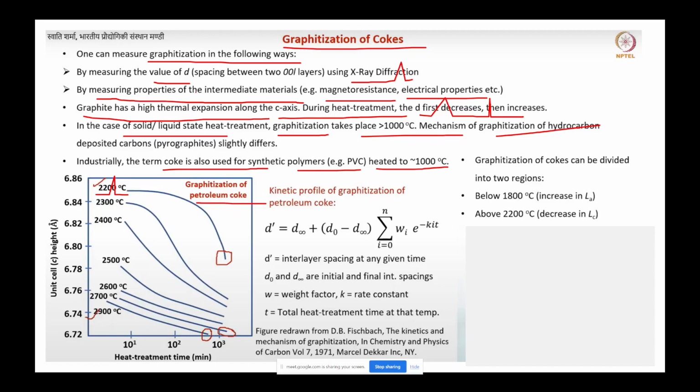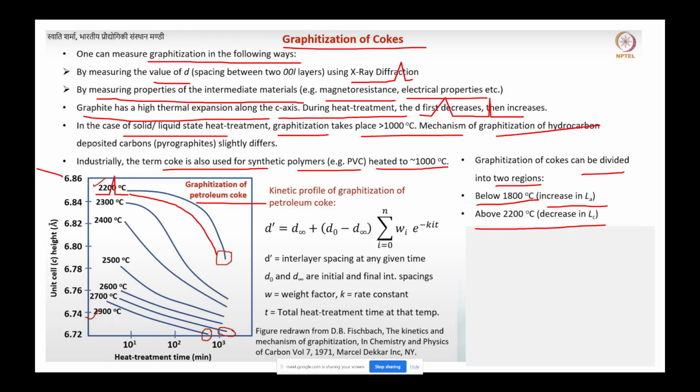That's why it is said that graphite has a high thermal expansion along the C-axis. During the heat treatment, the d first decreases and then increases. Here you can see the unit cell height starts to decrease first. Graphitization of cokes can be divided into two regions. Below 800 degrees centigrade you will get an increase in La.